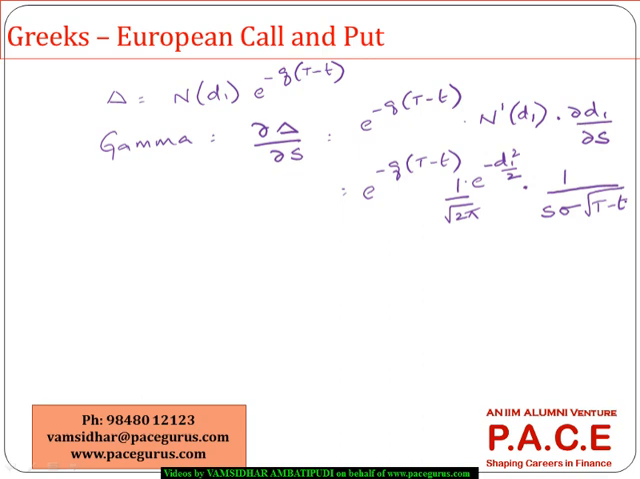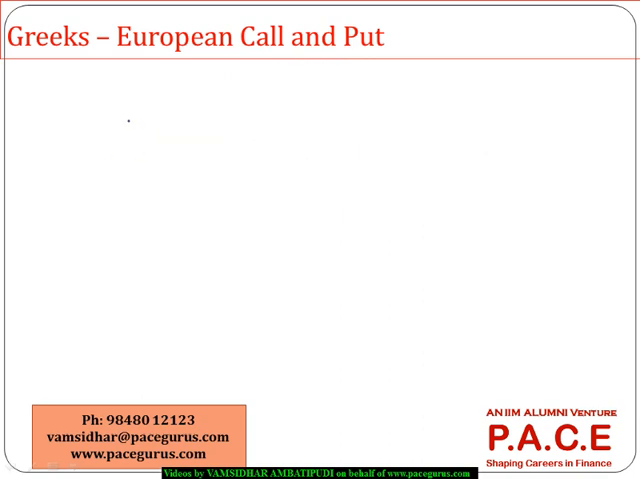All right. In all these things, the important thing is to remember that one equality relationship. Again repeating, S e power minus q (T minus t) N dash d1 is equal to X e power minus r (T minus t) N dash d2. This relationship, X or K, probably I have been using them interchangeably, both of them mean the strike price itself.